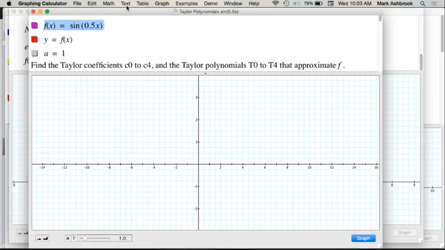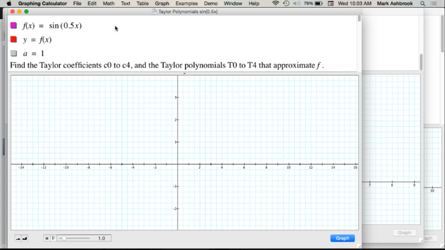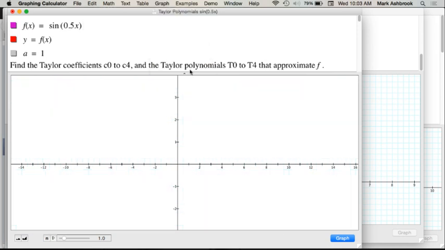Okay, so here it is. Our function that we're interested in approximating with Taylor polynomials is sine of 1/2 x, or sine of 0.5x. All right, so I want you to find the Taylor coefficients C0 to C4 based on what we just did, and then the Taylor polynomials T0 to T4. I showed you the Taylor polynomial for just a general degree n. You can have a Taylor polynomial that's just degree 0, and then the first degree, and then the second degree, etc.